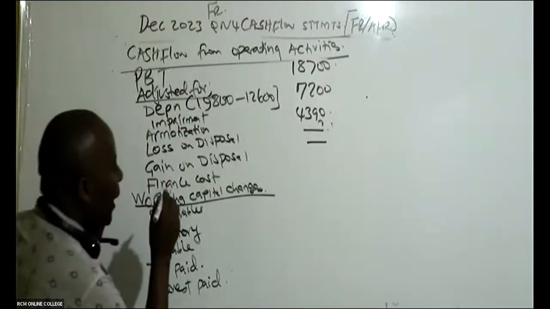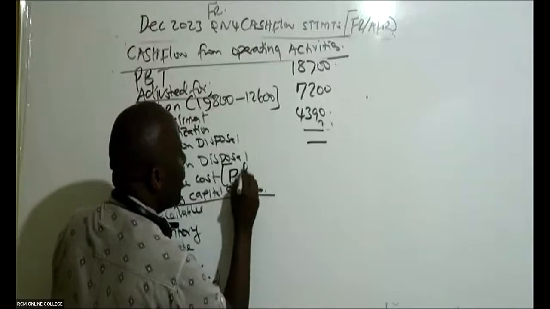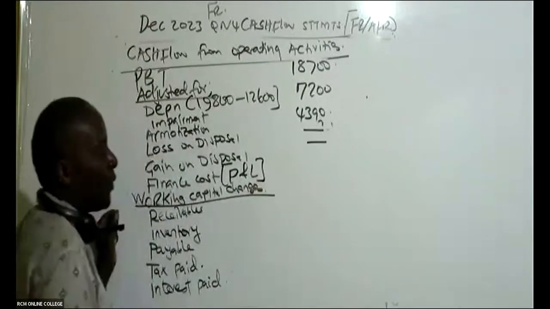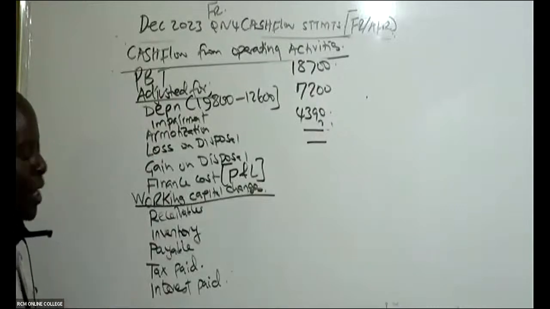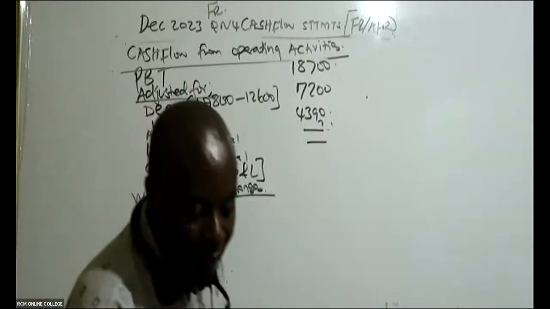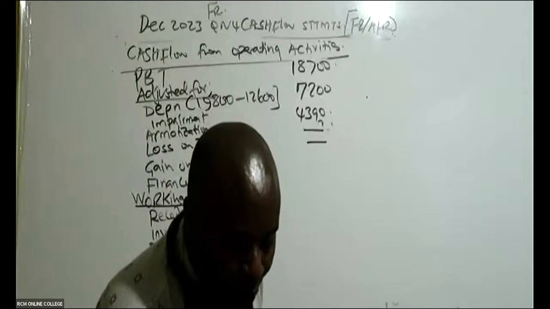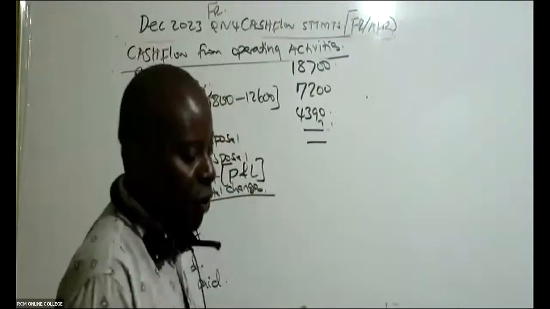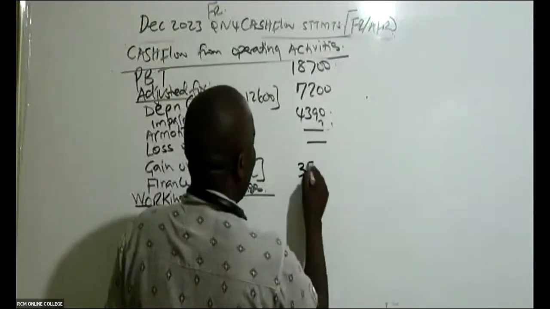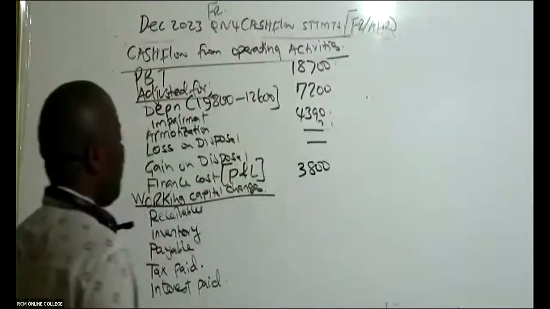Then here, the finance cost, we normally pick the finance cost given in the profit and loss. Are you able to see any finance cost given there in the profit and loss? You pick it the way it is. Finance cost in the profit and loss, you pick it the way it is, 3,800.